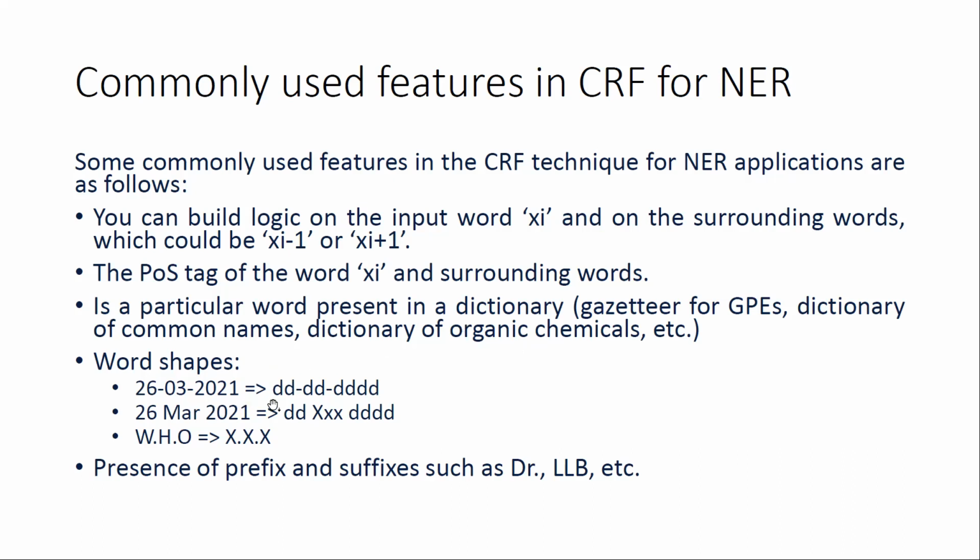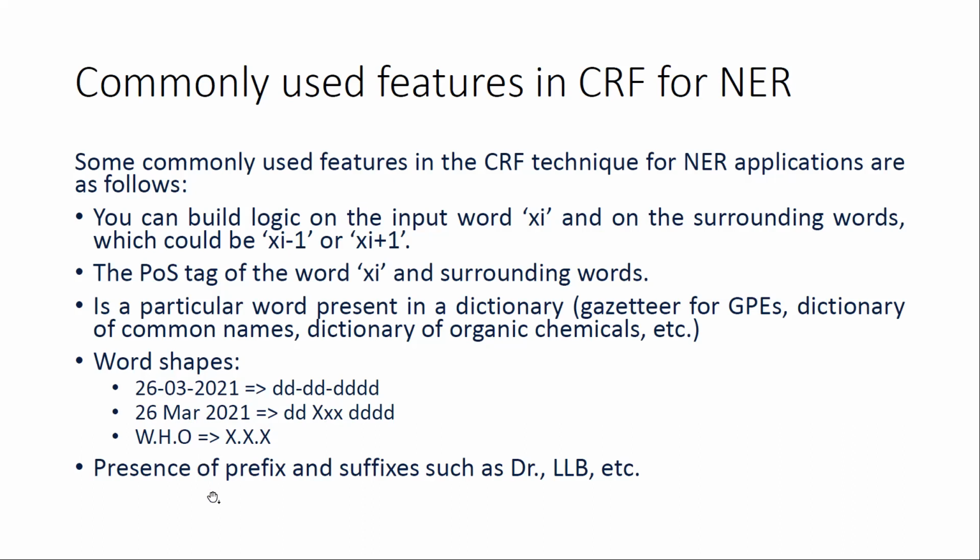Word shapes. This is how dates can be represented, right? So DDD here means digit, XXX means character. Here we can see 26/3/2021 or 26 MAR 2021. In this MAR, March, the first letter is capital and the others are small, so the shape should be like this, and all of them are written in this way.